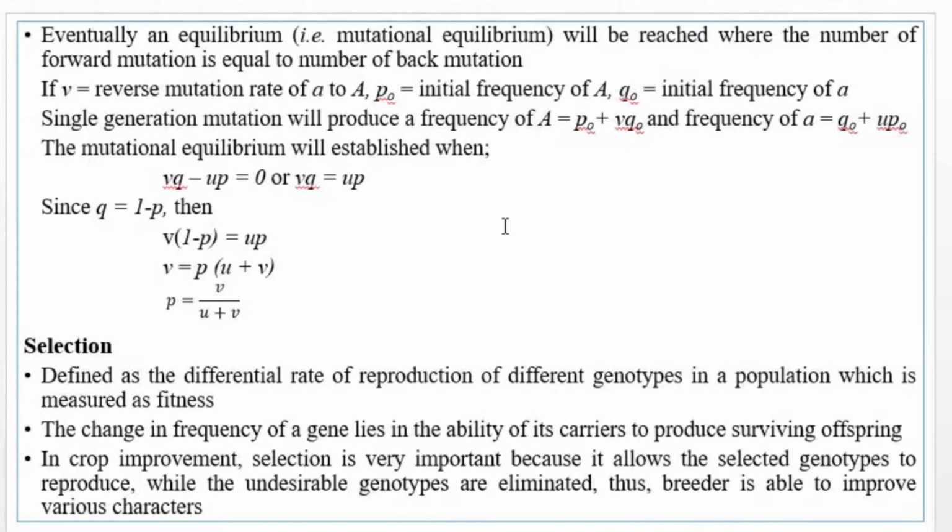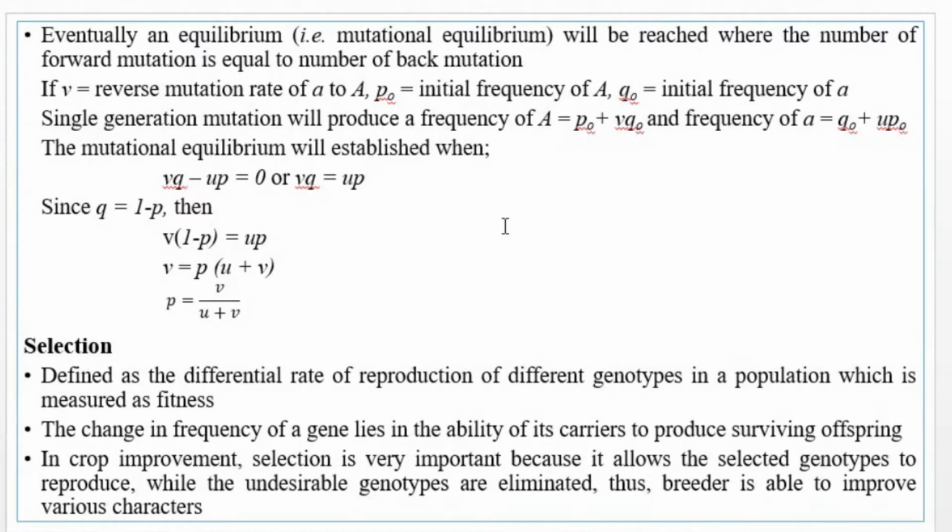So selection is defined as the differential rate of reproduction of different genotypes in a population, which is measured as fitness. It is the differential rate of reproduction of the different genotypes present in the population. Different genotypes have different reproduction rates.